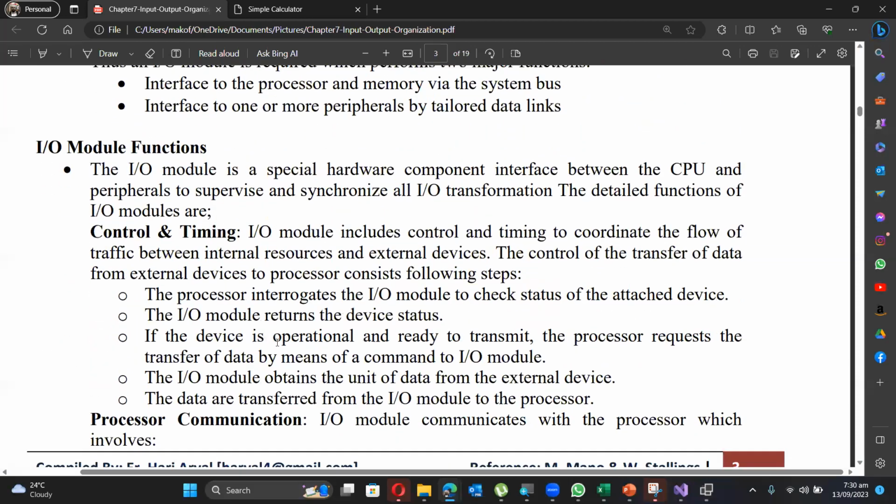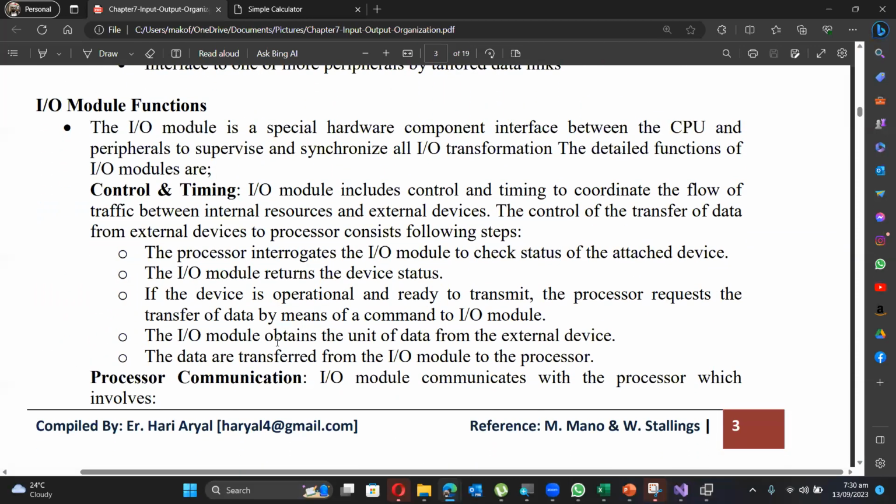What are the functions of the I/O module, or what functions does the I/O module play? The I/O module is a special hardware component interface between the CPU and the peripheral devices to supervise and synchronize all I/O transformations. The detailed functions of the I/O module are as follows.